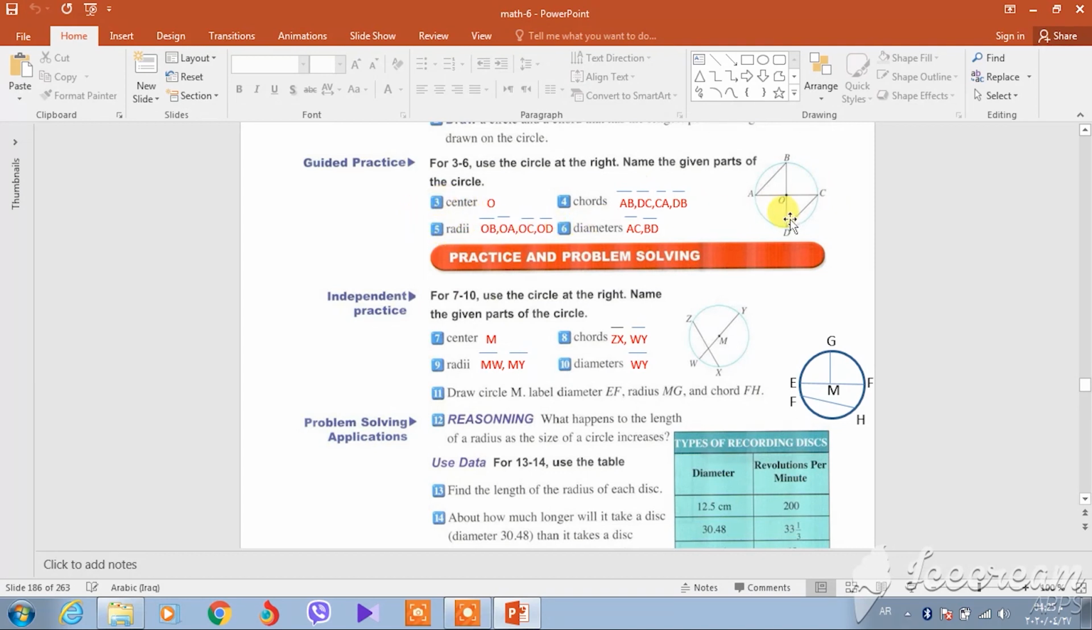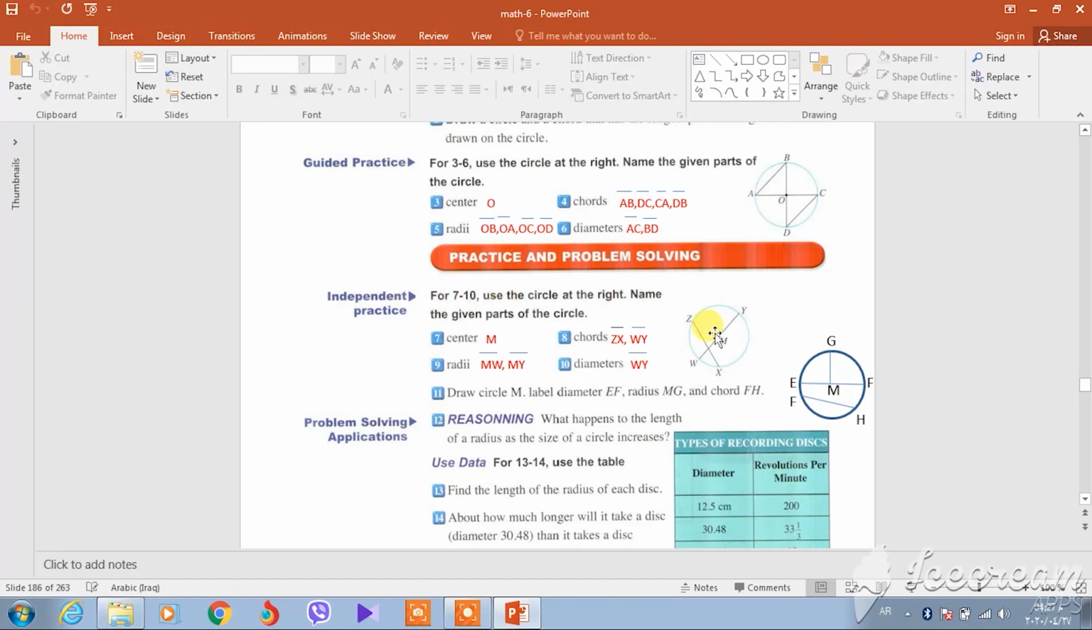What about the radii? How many radii do we have? OC, OB, OA, OD are radii. The first time you say line segment, then after that you name the points. What about the diameters? We have two diameters there, student. Line segment BD and line segment AC are diameters. You can say DB or CA, both of them are right.